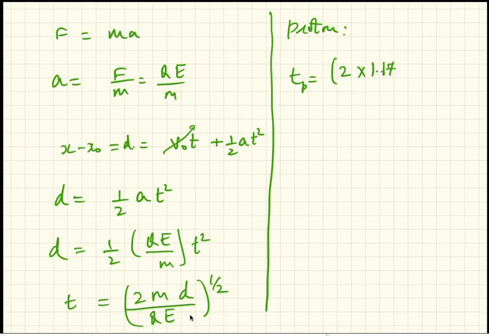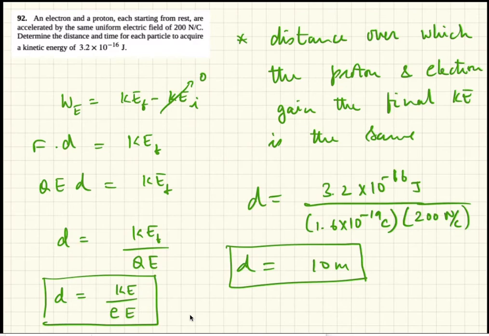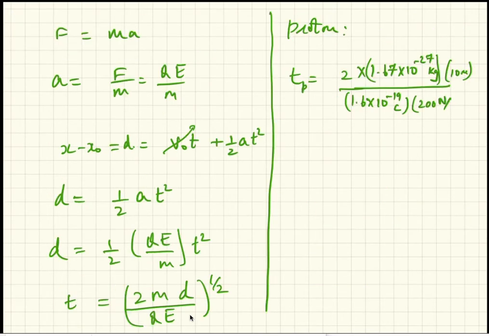The mass of the proton is 1.67 times 10 to the minus 27 kg, and d is 10 meters, divided by Q. The charge of the proton is 1.6 into 10 to the minus 19 coulombs, and the electric field is 200 newtons per coulomb, and the whole thing to the power half.